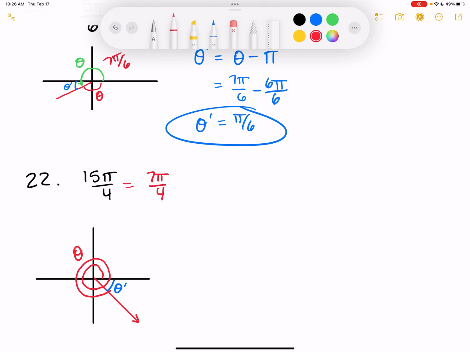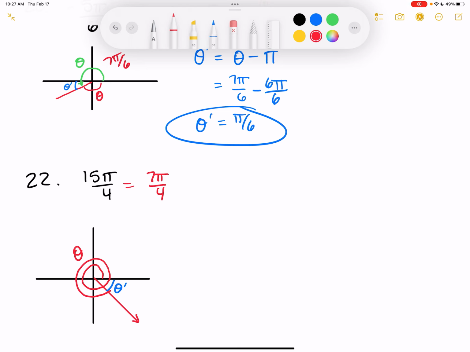So when I'm using the formula, I want to use something that's less than, if it's something that I know, if it's a known value. If it's one of those weird ones that we don't know, then obviously it's a little different, you know. But if it's a known value like that where we know where 7 pi over 4 is, use that one instead.